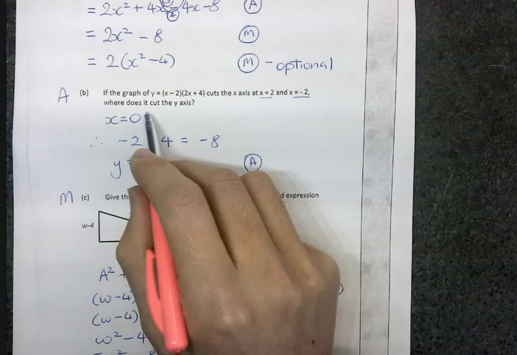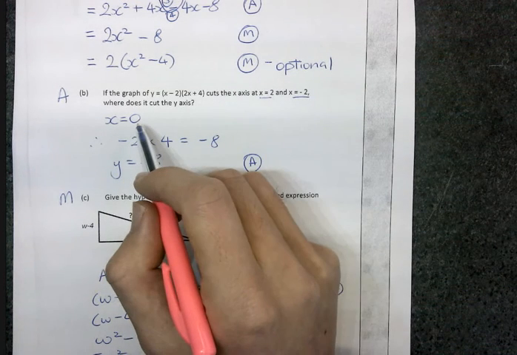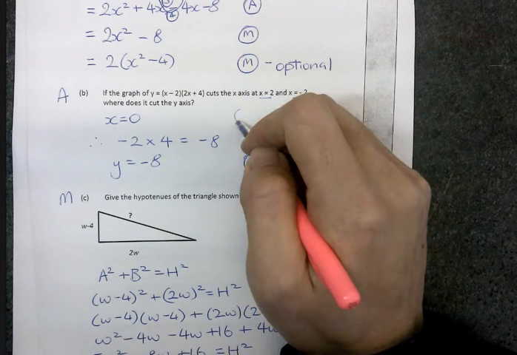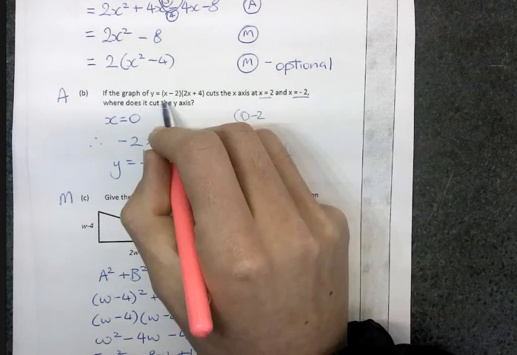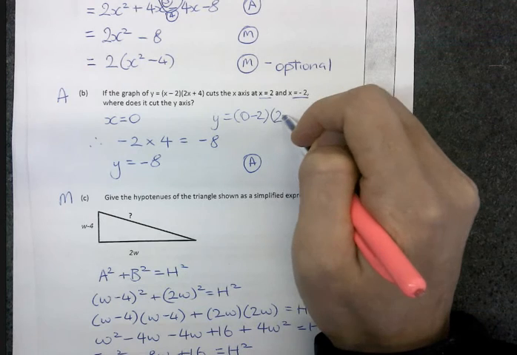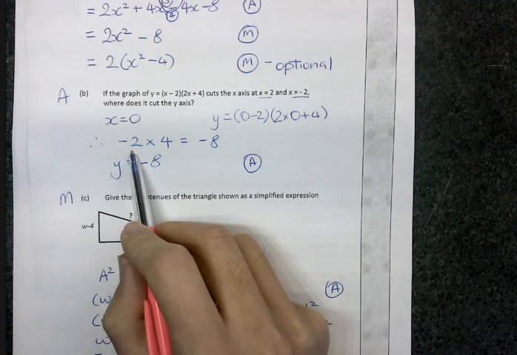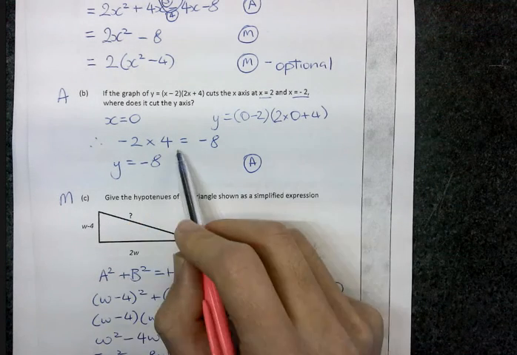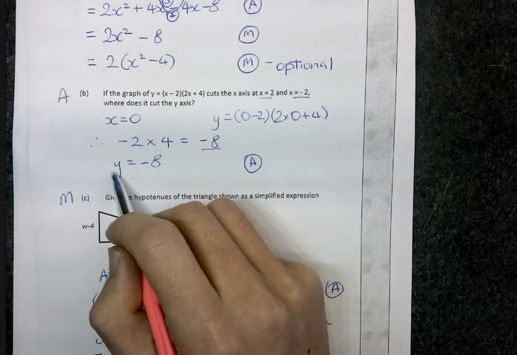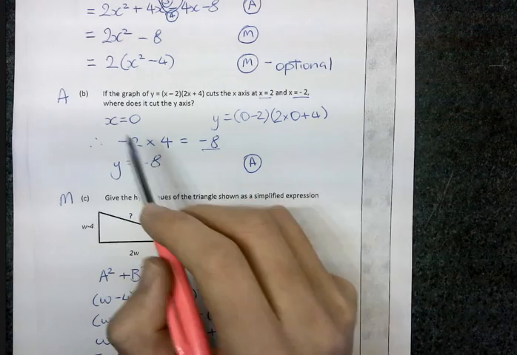Where does it cut the y-axis? What you need to assume when you're finding the y-axis is that x is going to be 0. So if we had 0 minus 2, just copying it down from up there, so y = (0 − 2)(2 × 0 + 4), you'll be coming up with −2 times 4 if you do all the calculations, and you get negative 8. Y should be negative 8. So that will get you achieved.